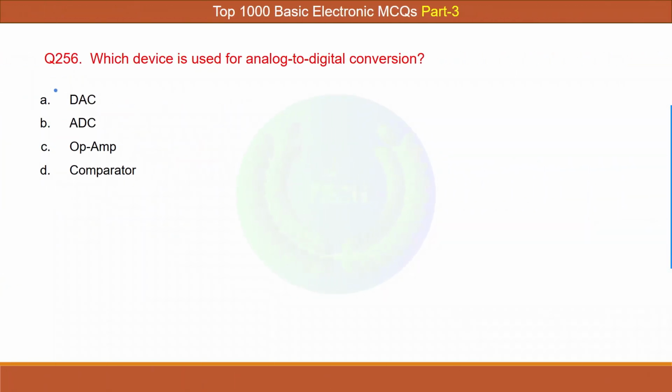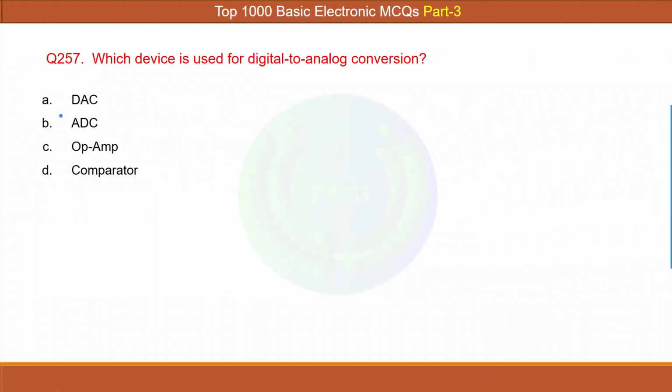Next question, question number 256. Which device is used for analog to digital conversion? Option A, DAC, option B, ADC, option C, op-amp, option D, comparator. The answer is option B, ADC.